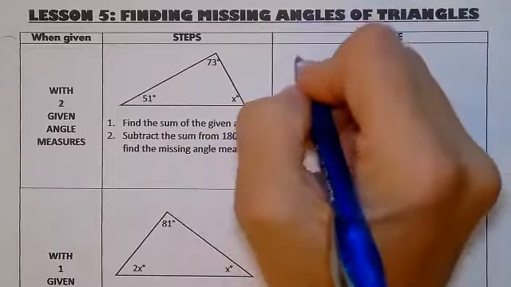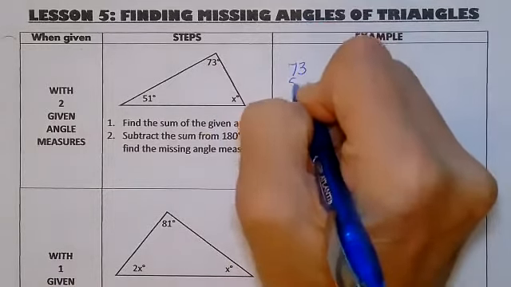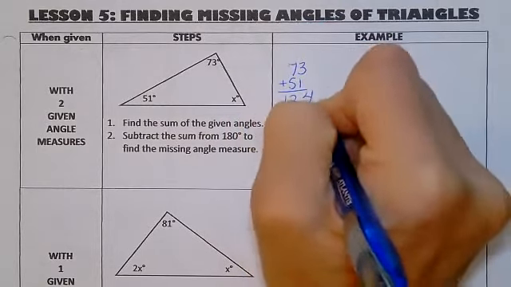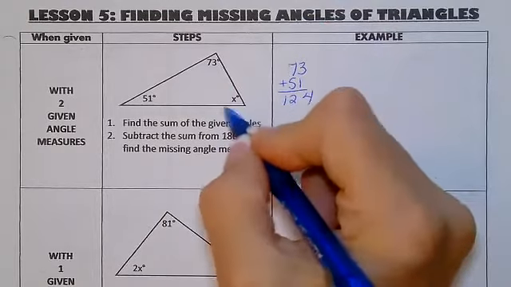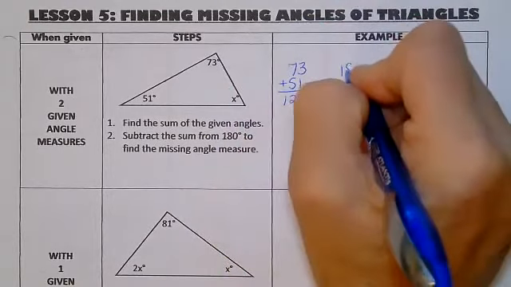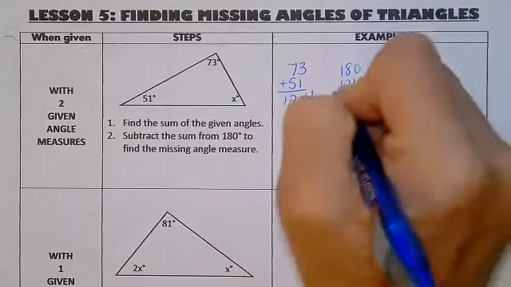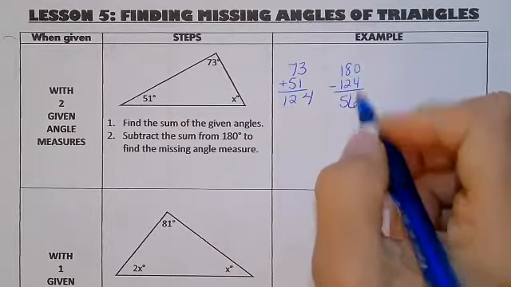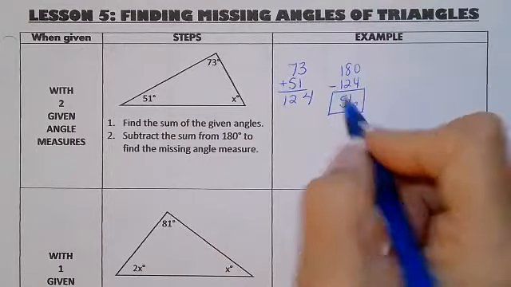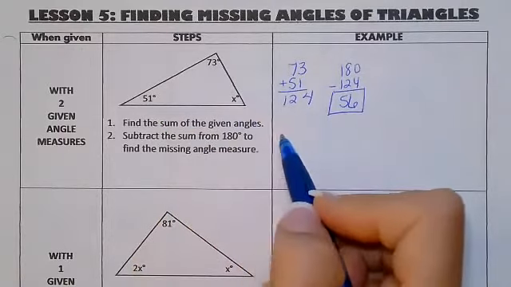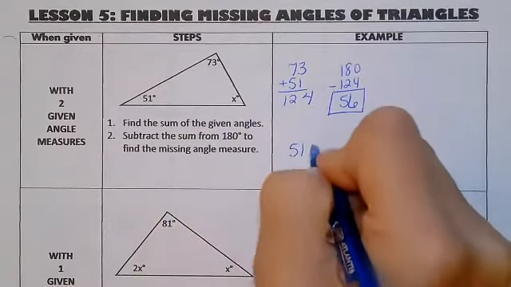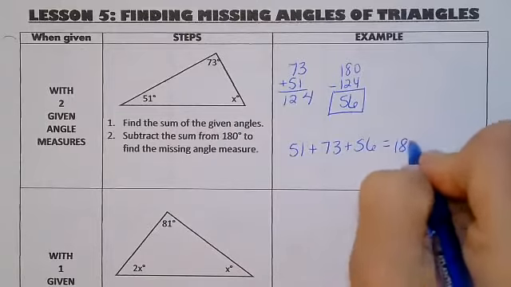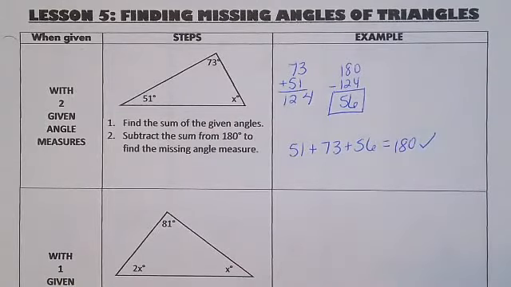degrees. So 73 plus 51 gives us 124. So to find the missing angle, I'm going to subtract that from 180, which gives me 56. Now, the way to check this is to add all 3 up and make sure that it equals 180. I'm going to add 51 plus 73 plus 56, and it does equal 180.